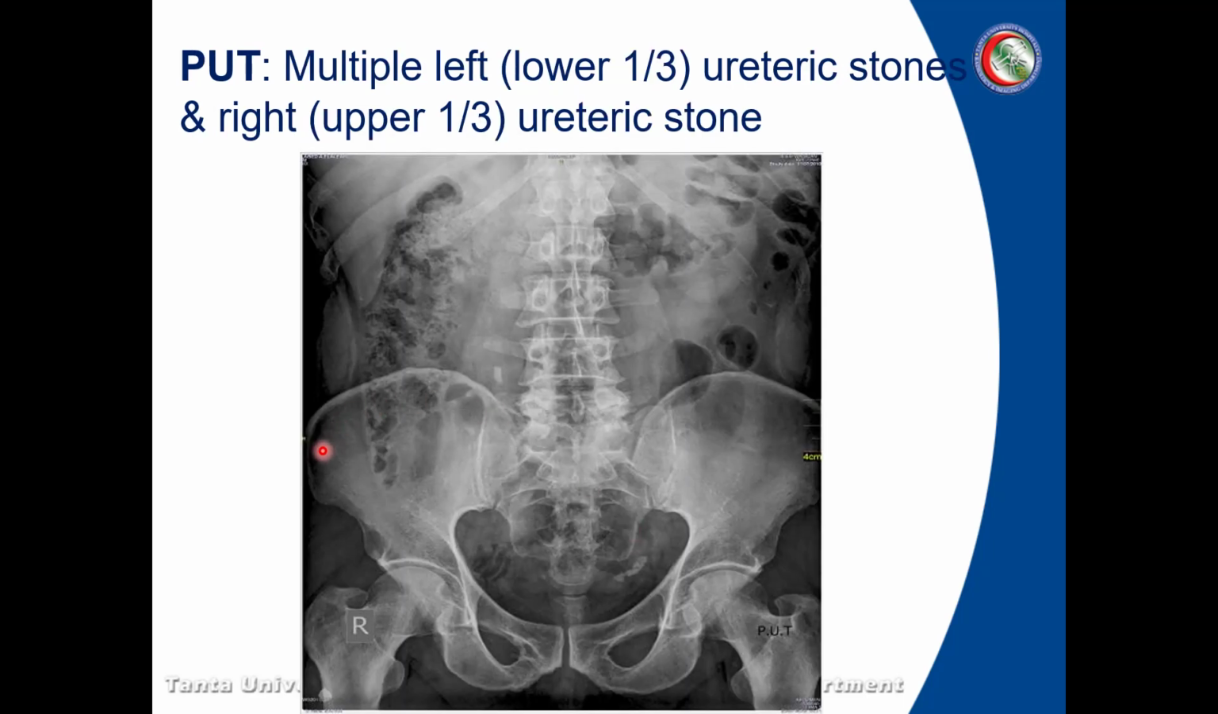Another PUT showing right upper third ureteric stone, which is opposite to the lumbar vertebrae transverse processes, and multiple small lower third ureteric stones in this portion in the pelvis. So the full comment is PUT showing multiple left lower third ureteric stones and right upper third ureteric stone.